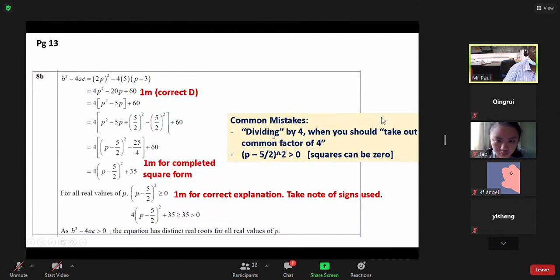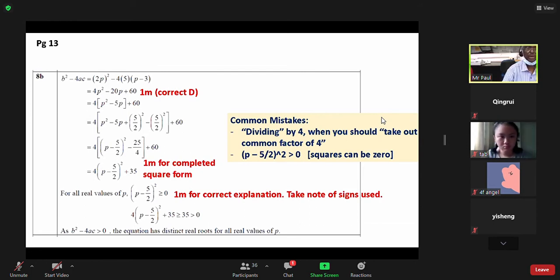Next one, 8B. 8B is a question where they say show or prove. Either they use the word prove or show. You cannot write that this discriminant is greater than 0. When you write greater than 0, you're already saying that the roots are real and distinct. This is a proving question. You have to show that the roots are real and distinct.